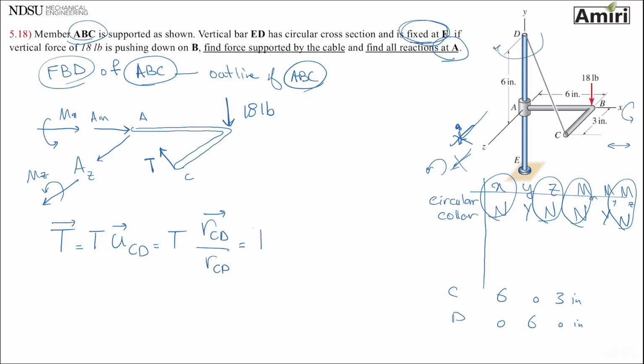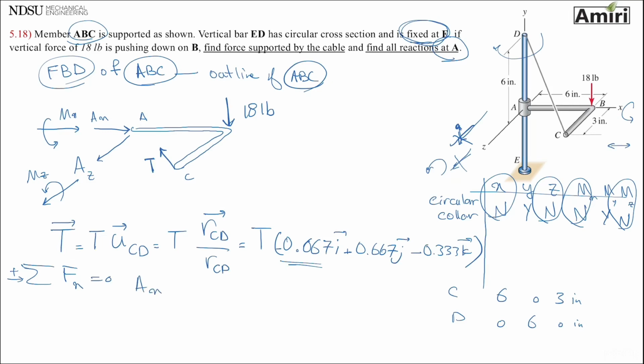It is going to result in minus 0.667i, 0.667j, 0.333k. Okay, that is my force T. So my Fx, Fy, Fz is going to be easy. Summation of forces in x direction: anything that points this way is going to be positive. I have AX. The only other thing that I have is minus 0.667T equals 0. I can't solve it yet.